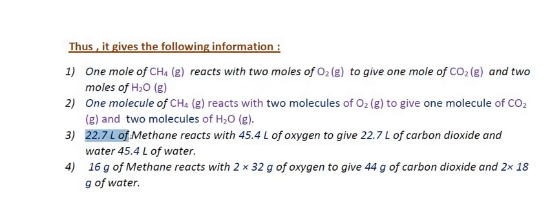So what information does it convey now? 22.7 liters of methane reacts with 45.4 liters of oxygen. How can you say that it is 45.4 liters? Because we had 2 moles of oxygen. Now 2 moles of oxygen means 22.7 into 2, which comes out to be 45.4 liters of oxygen.